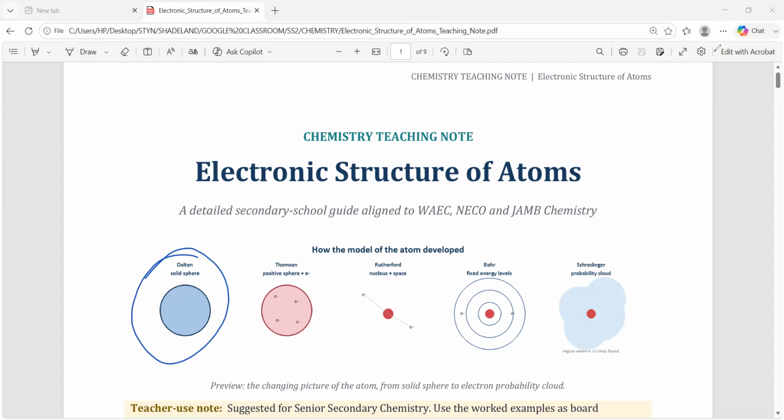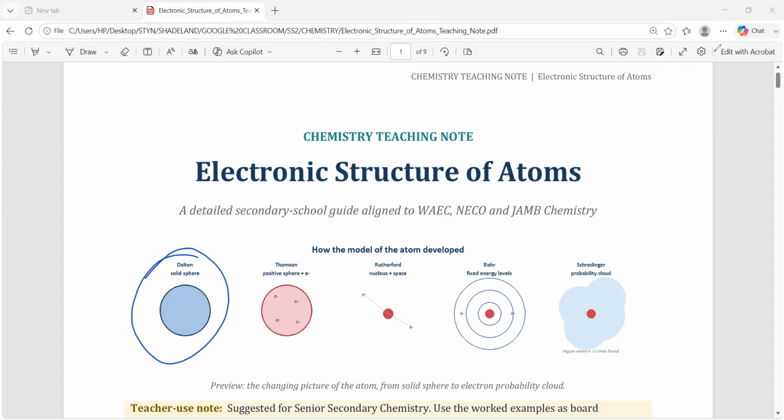The pudding model is just like the sugar you put in your gari. You understand? When you put the sugar, the sugar is the electrons. The sugar will just go everywhere, okay? But the gari itself is positively charged. That's the way he described it. Then on adding sugar, the electrons will just be going about freely inside the gari. So that was Thomson's proposal, okay?